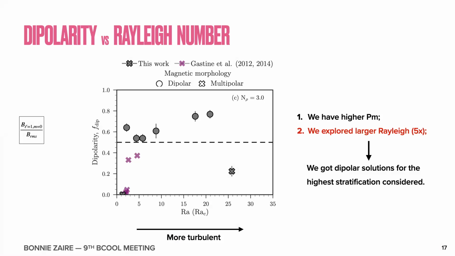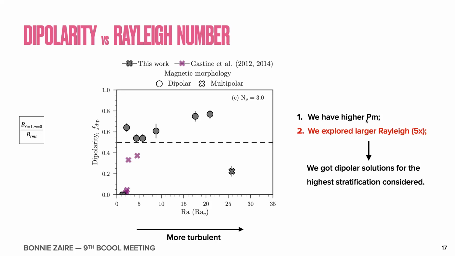So let's first compare our results with the previous work in the literature of Gastini and collaborators. Here I show you in the y-axis the dipolarity. I define the dipolarity here not as a fraction of energies, but a fraction of the field strength, but it's the same thing. As you are above 0.5, you have more than 25% of the energy stored in this aligned dipole. And as you are below, you have complex morphologies. In gray, I showed my results, and in purple, I show the results of Gastini for this specific density contrast of 3.0.